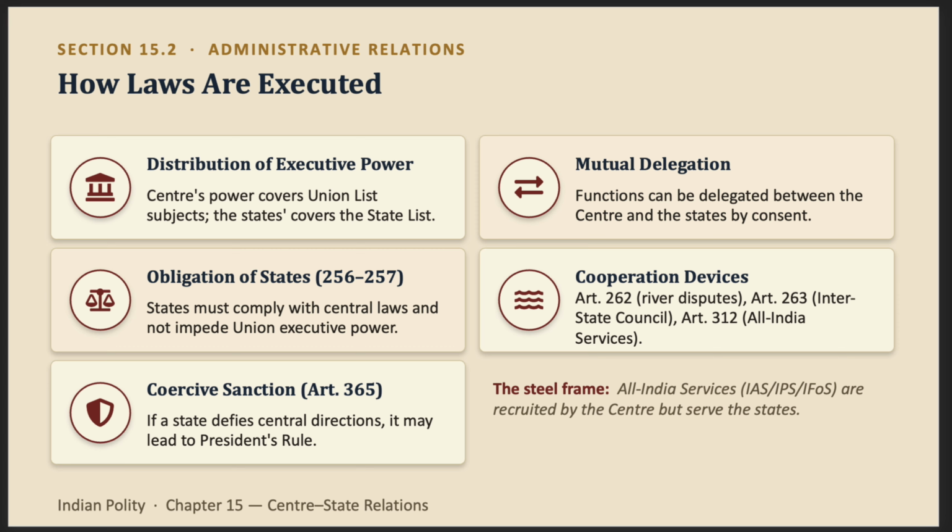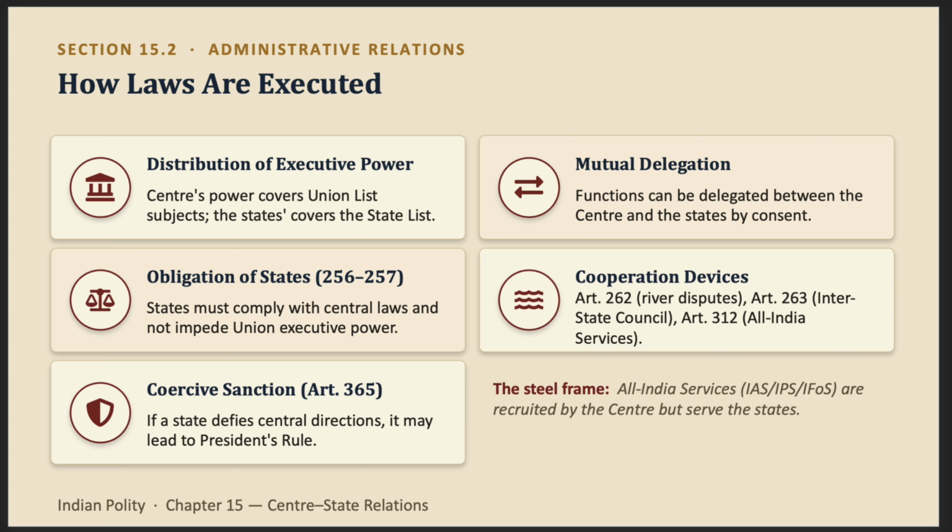The center executes its own laws, and states execute theirs. But New Delhi doesn't have some massive parallel federal bureaucracy spanning every single district of India. No, they don't. So the central government has to rely pretty heavily on the state governments and the local police to enforce those central laws on the ground. Which is exactly why the framers included Articles 256 and 257. These articles legally obligate states to use their executive power to ensure compliance with central laws. And they explicitly forbid states from acting in any way that impedes the union's executive authority.